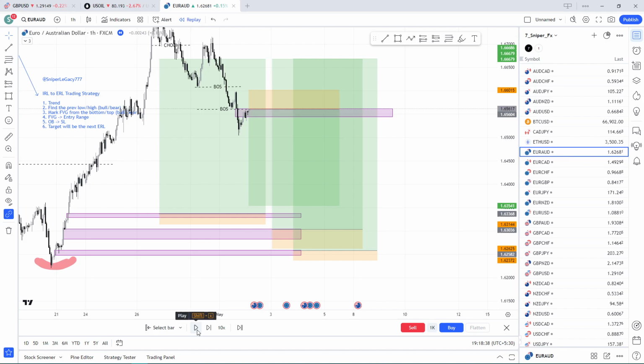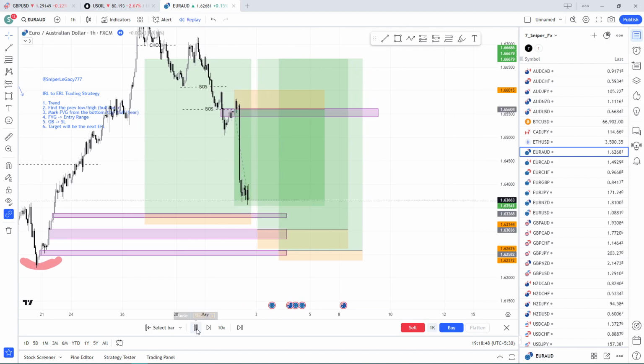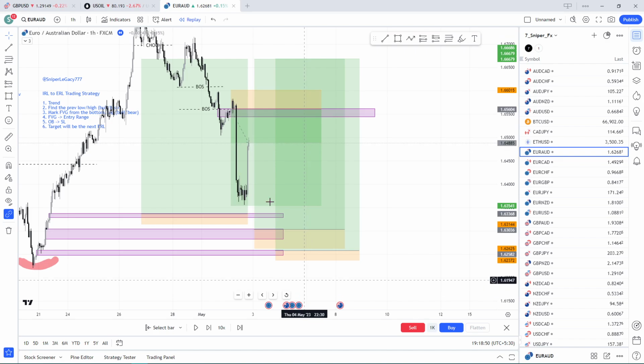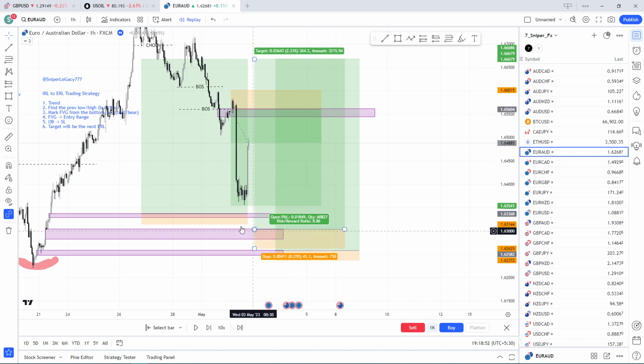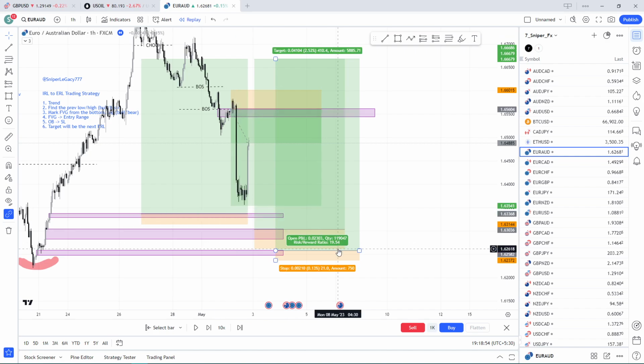Okay, so I will replay. I don't know, it can be SL, it can be target. I don't care, but is it as per the rules? Yes, then I'm going to take a trade. See, boom. See how it reacted. I know there might be some news, but who cares?